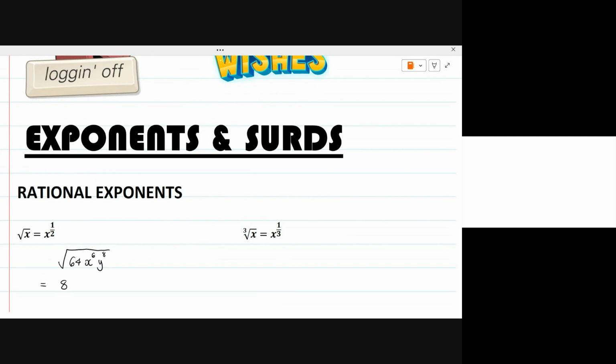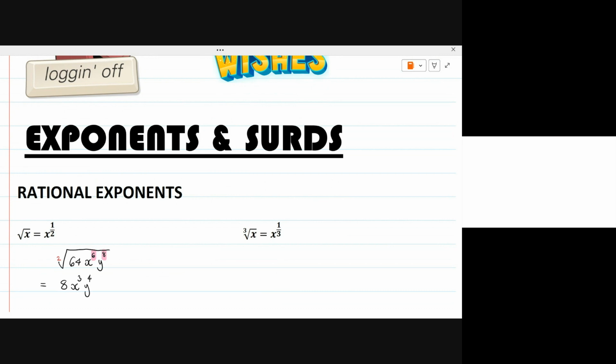Now to get the x value, we would keep x as our base. And what we would do is take 6 and divide it. Because this is a square root, there's actually an invisible 2 over there. So 6 divided by 2 is 3. Then we would take y and the 8 and divide it by 2, and we would get 4. Now I know that dividing by 2 is actually the same thing as multiplying by a half.